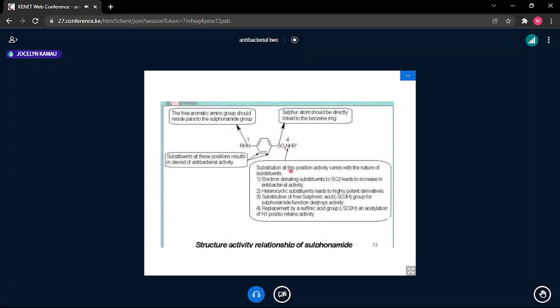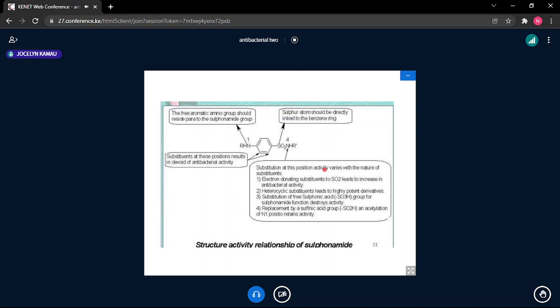Again, we are going to look at this in detail. We also, at this position, will vary the activity. The nature of the substituent here is very, very important, because it will influence activity and also will influence toxicity of the resultant sulfonamide. When you have an electron donating substituent, that leads to an increase in antibacterial activity.